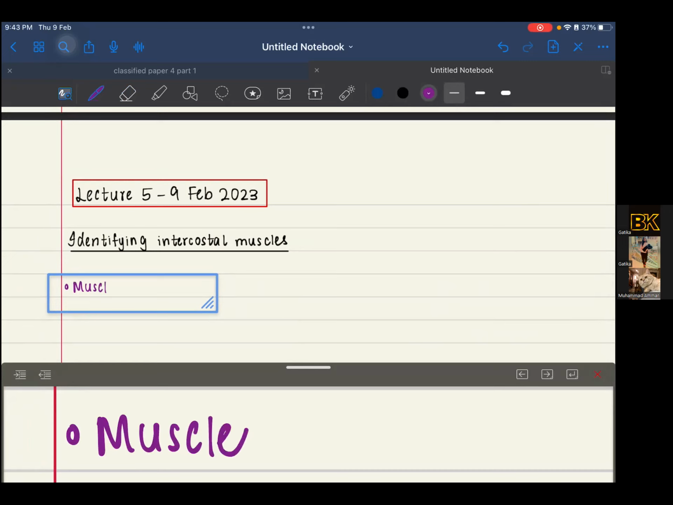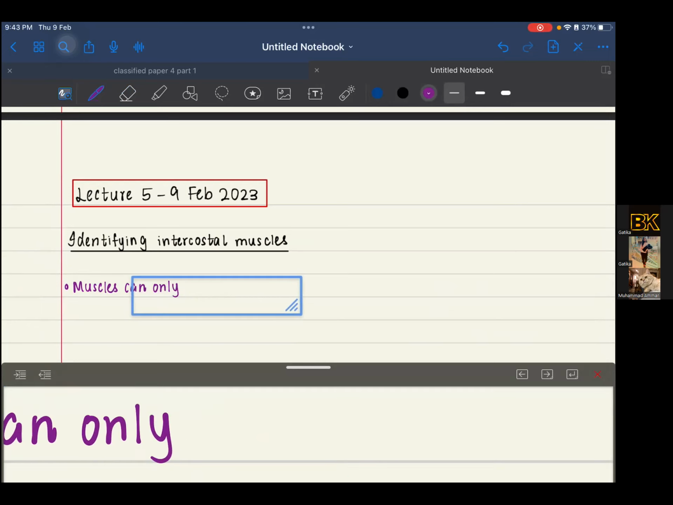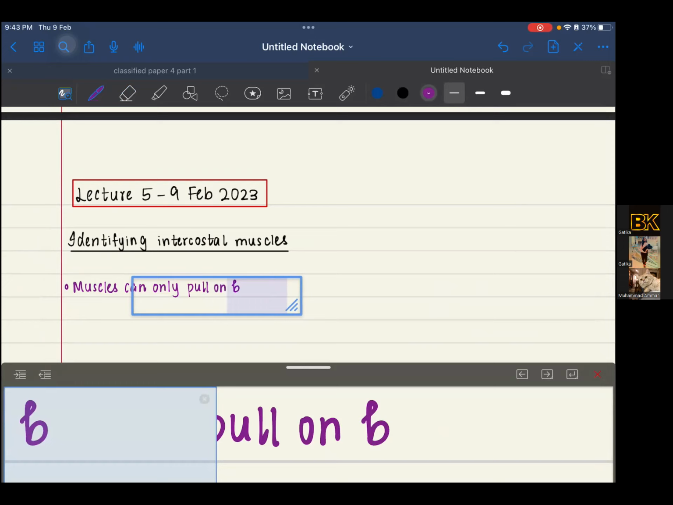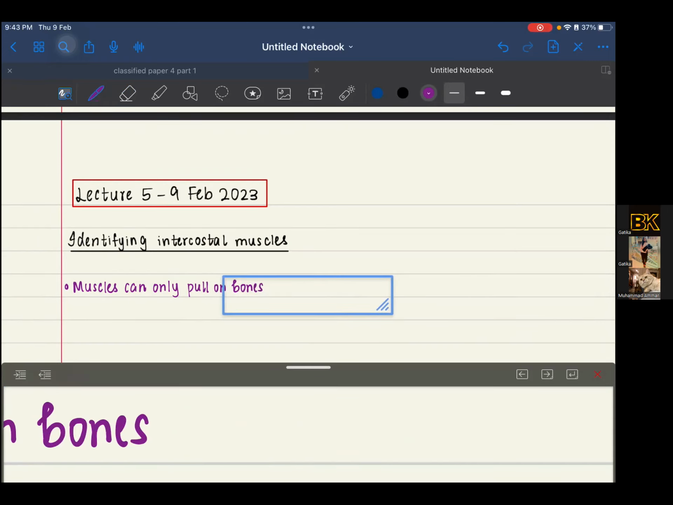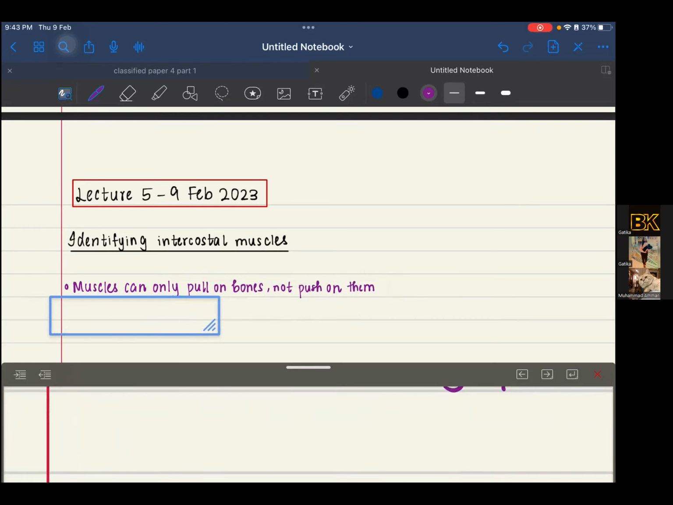Muscles can only pull on the bones and not push on them. Not push on them.